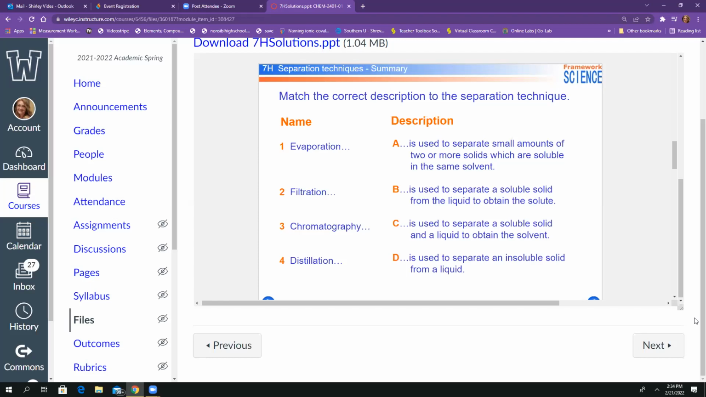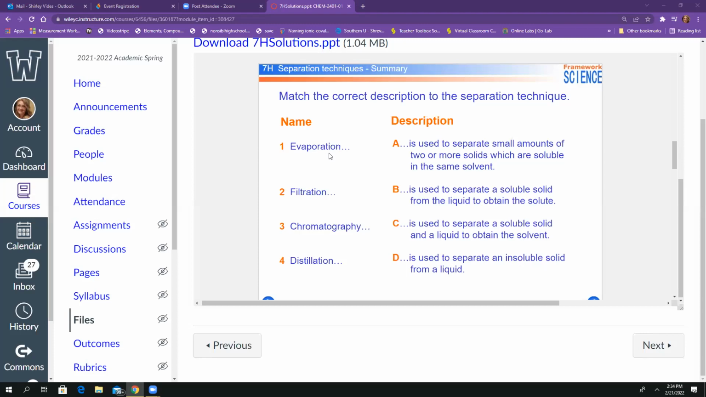Okay, so how do you do it? Which one is evaporation of these? When do we use it? Okay, somebody answered. Let's see what they said. They said D. No, it is not D, because when you want to evaporate, the things aren't insoluble. So no, that is not it.